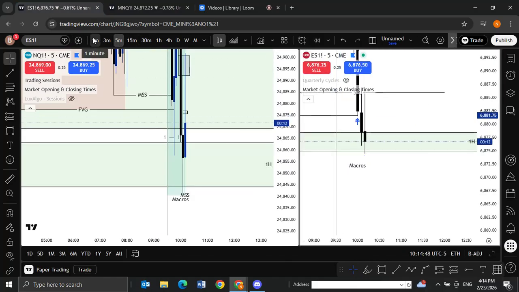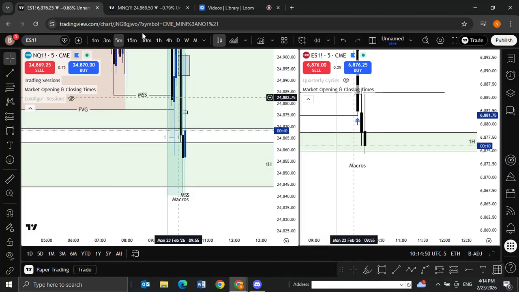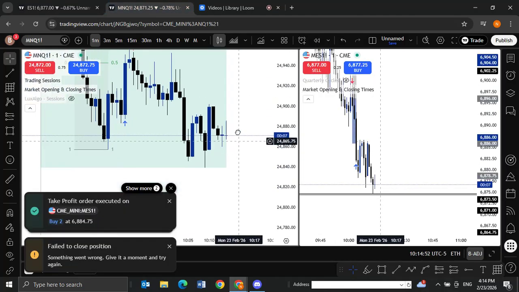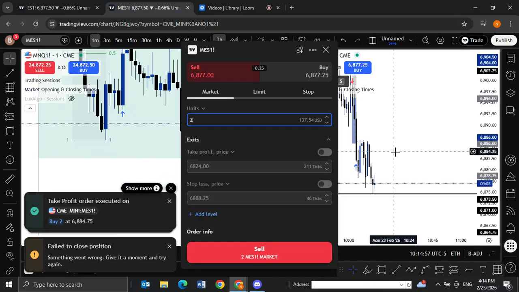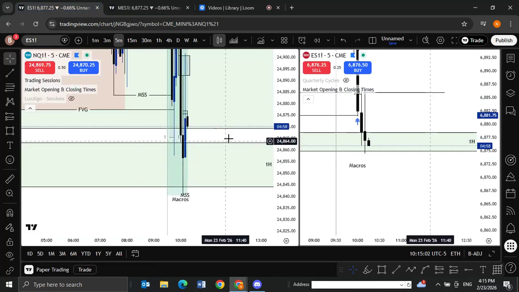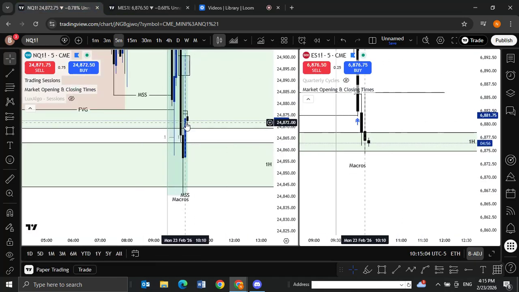It's 14 seconds more. Okay, can we close below? We can, I think we can. I'm shorting, yes, I think, in that case. 2 units again. Okay, let's see. Do we? No, we didn't close below.